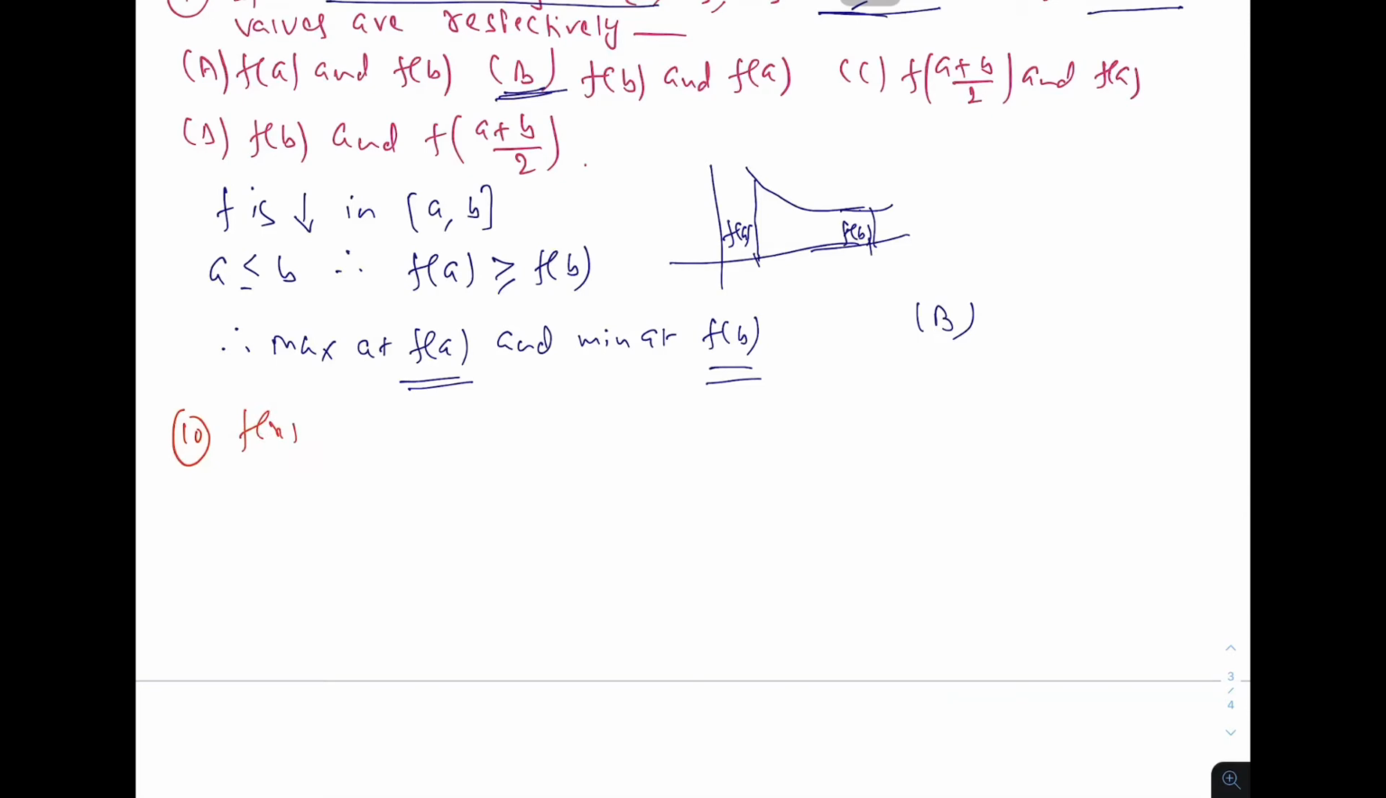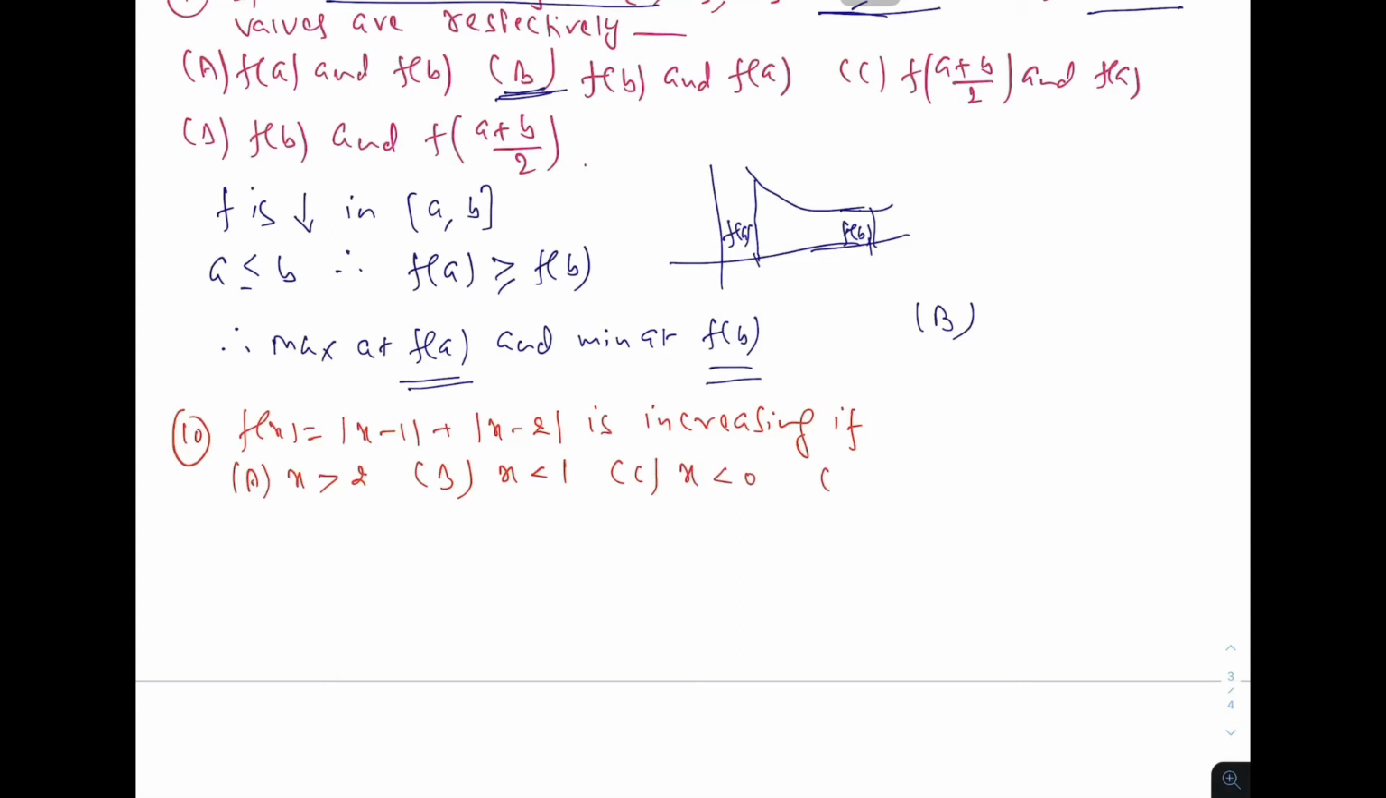f x is equal to modulus of x minus 1 plus x minus 2 is increasing if. Options are x greater than 2, x less than 1, x less than 0, x less than minus 2.